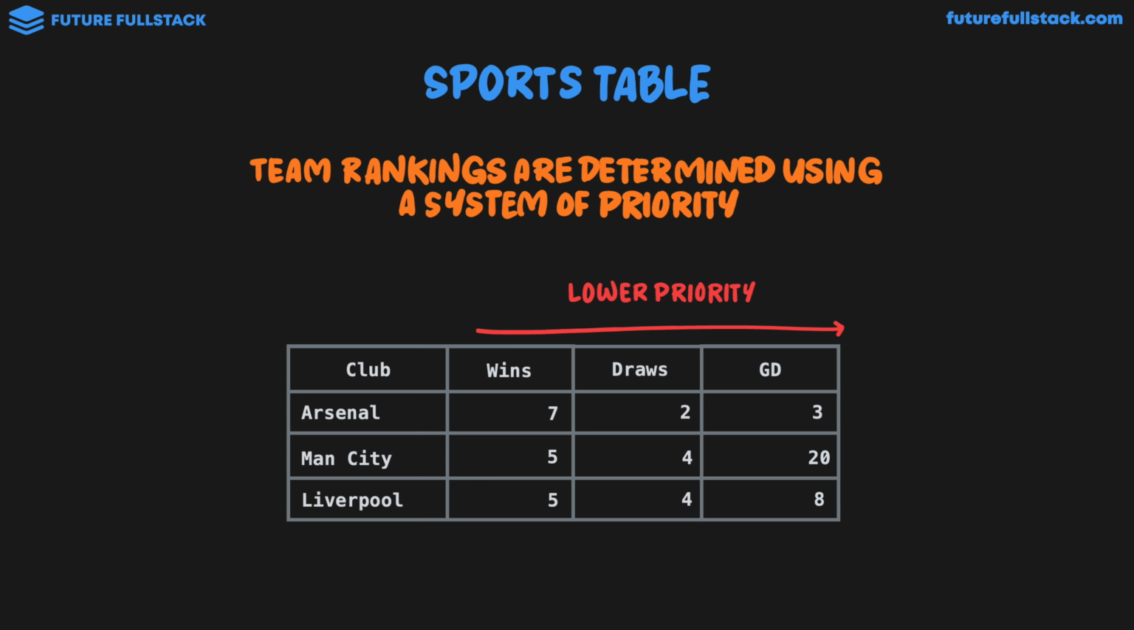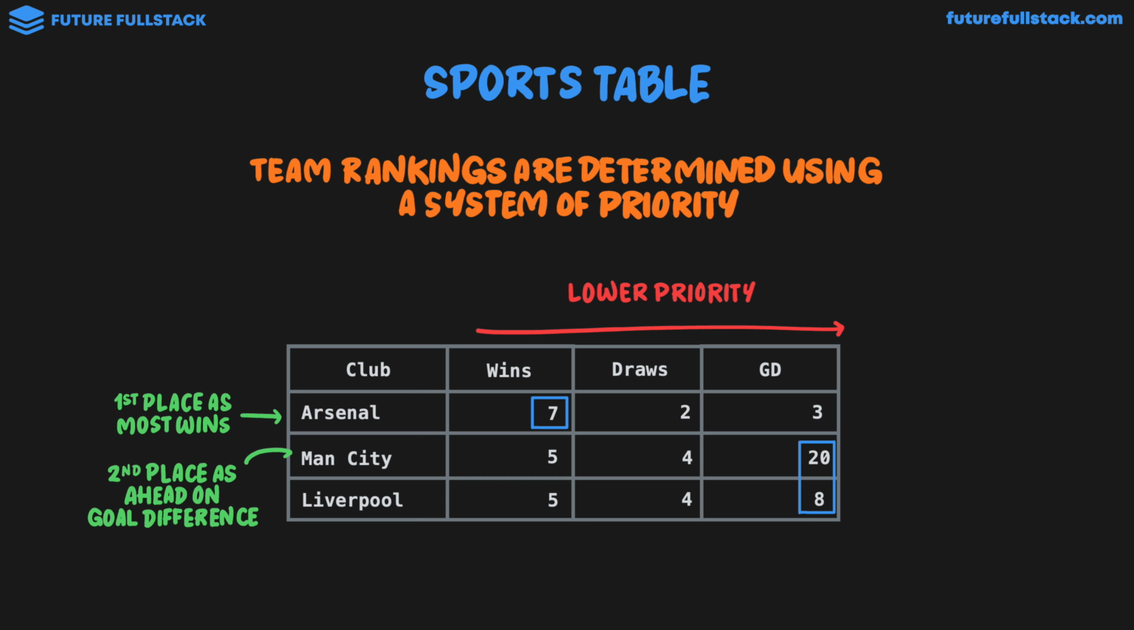We can see Arsenal has 7 wins. This puts them in first place as they have the most wins. Looking now at Man City and Liverpool, they both have the same number of wins, 5 each, and they also have the same number of draws, 4 each. So the place in the table is determined by goal difference. Man City has 20, and Liverpool has 8. So Man City is in second place as they're ahead on goal difference.